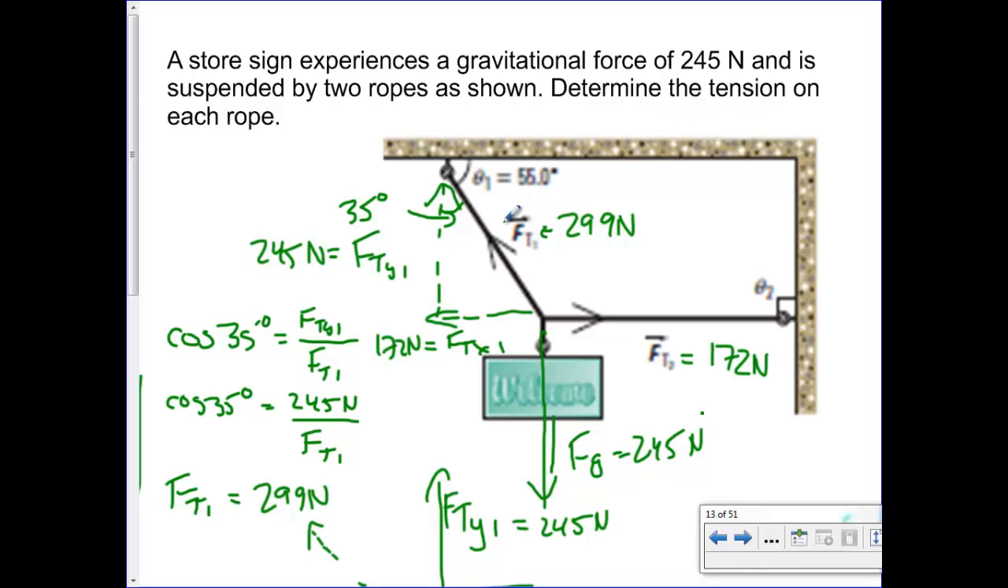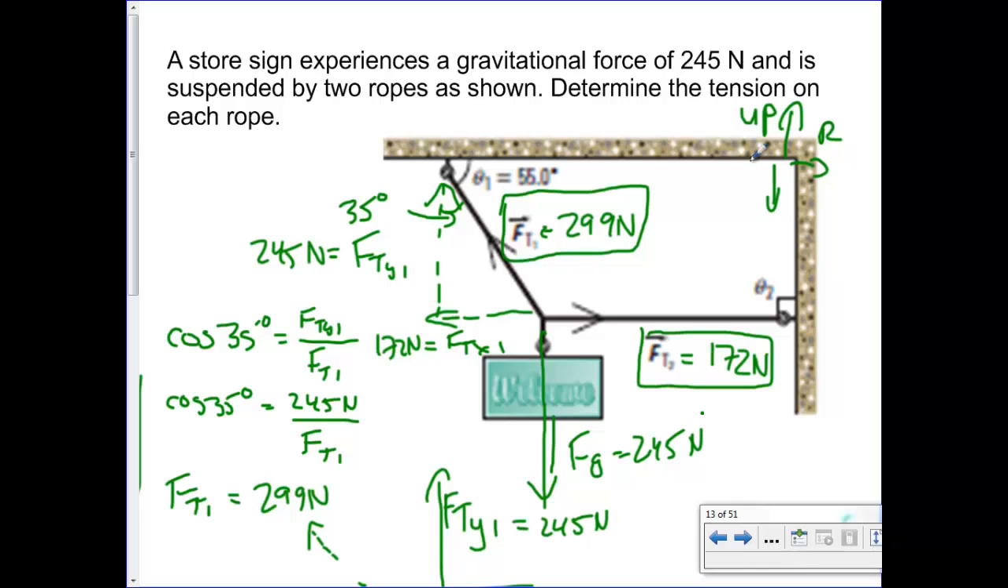We wanted the tension on each rope. So this was the tension on rope number 1, and this guy right here was the tension on rope number 2. And again, it's stationary, so you don't need a direction. Well, I guess we should probably give a direction. We could go up, down, right, left. So this guy's tension here would be 172 newtons right, I guess you could say.